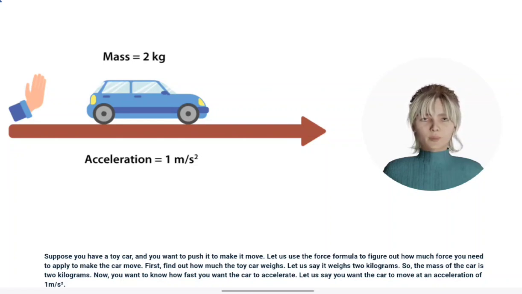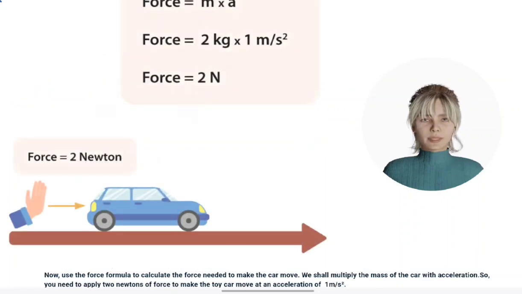Now, you want to know how fast you want the car to accelerate. Let us say you want the car to move at an acceleration of 1 meter per second squared. Now, use the force formula to calculate the force needed to make the car move. We shall multiply the mass of the car with acceleration. So, you need to apply 2 newtons of force to make the toy car move at an acceleration of 1 meter per second squared.